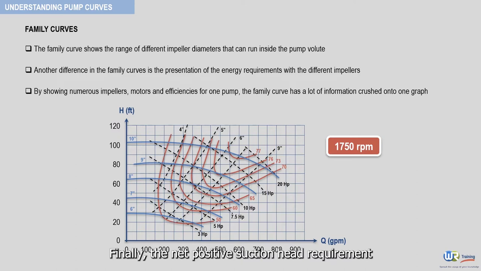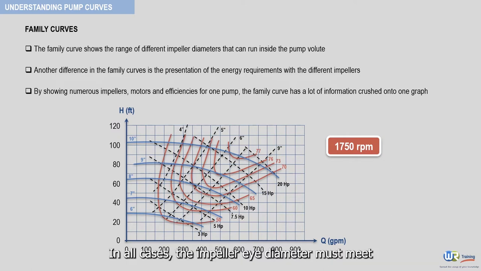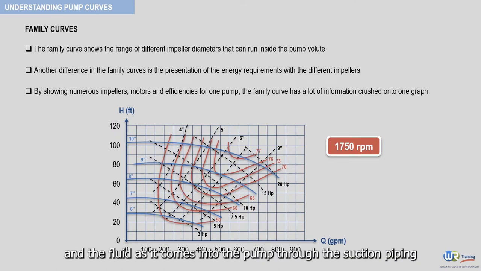Finally, the net positive suction head requirement curve does not change when shown on the family curve. This is because the net positive suction head required is based on the impeller eye, which is constant within a particular design and does not normally change with the impeller's outside diameter. In all cases, the impeller eye diameter must mate with the suction throat diameter of the pump. This is an important design feature. The impeller eye should be capable of receiving the energy in the fluid as it comes into the pump through the suction piping.